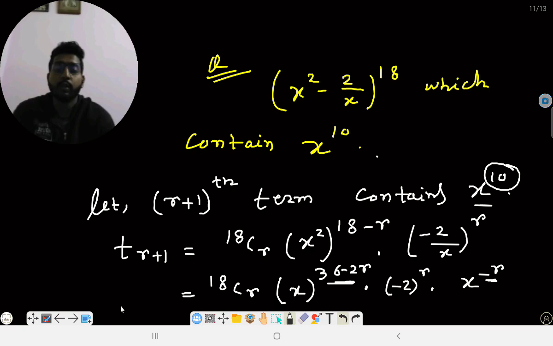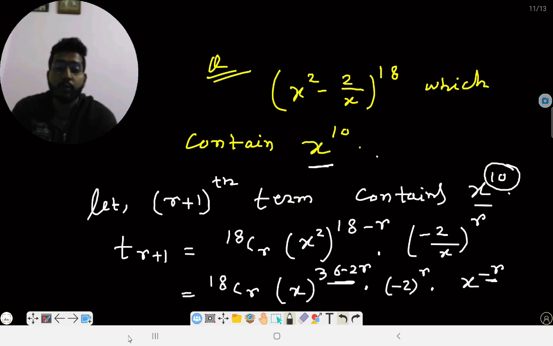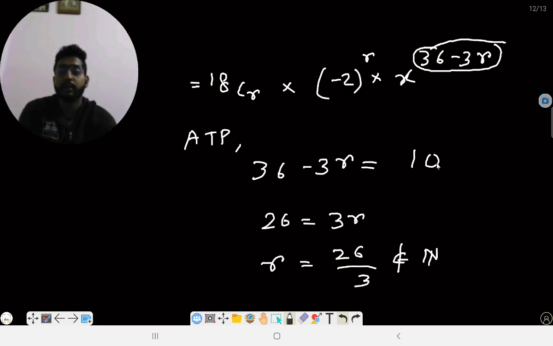Now if I look properly again, we have to find a term which contains x to the power 10. So same thing, we let the r plus 1 term contain x to the power 10. So Tr plus 1 will be 18Cr x square whole to the power 18 minus r, and minus 2 by x whole to the power r. Then separate the variables and the constant. If I separate them, it will become 36 minus 2r minus r, that means 36 minus 3r. Since it contains x to the power 10, the power 36 minus 3r will be the same as 10. If I solve this one, it is coming 26 by 3.